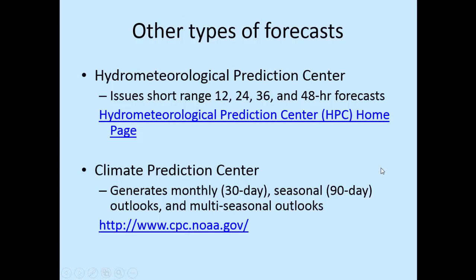There are other types of forecast. This Hydrometeorological Prediction Center, you can take a look at that. I'm not going to bother going to the link, nor will I go to the Climate Prediction Center. Climate Prediction Center is going to generate these long-term forecasts, these monthly or seasonal forecasts. For example, they recently put out their seasonal forecast for our winter here in the Southwest.